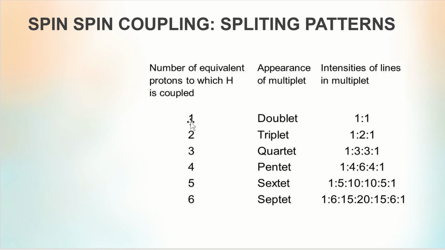So when 1 equivalent proton is coupled, we get a doublet. When it's 2, we get a triplet. When it's 3, a quartet, etc. And in terms of how these peaks look, we know that the doublet has a 1-to-1 ratio, and you can revisit that lecture to look at the images, the types of lines that we're talking about here.